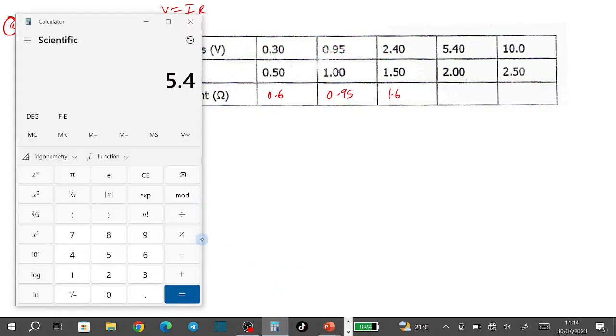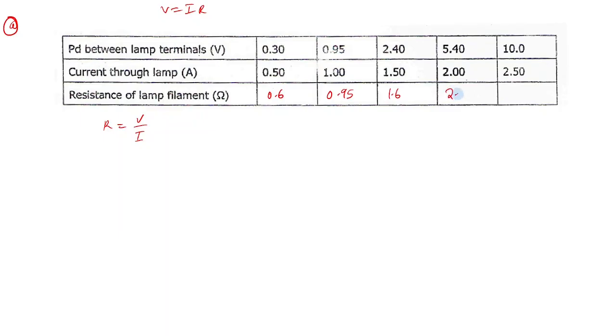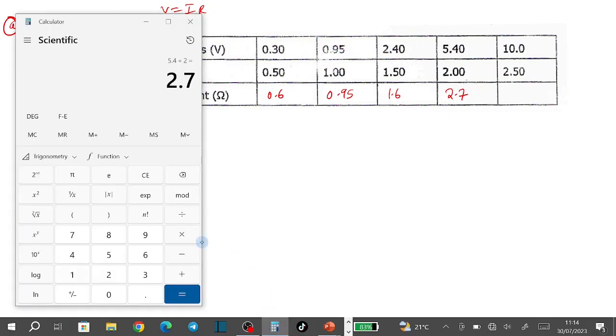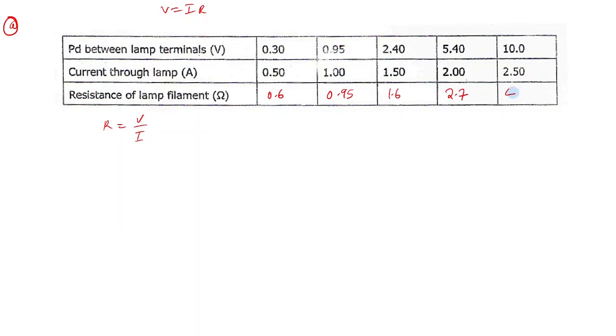5.4 divided by 2, I'm having 2.7. Repeat the same process. I'll have 10 divided by 2.5. I'll have 4. So we have completed this.